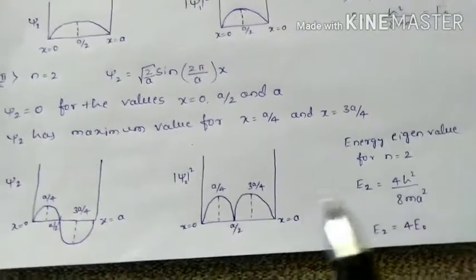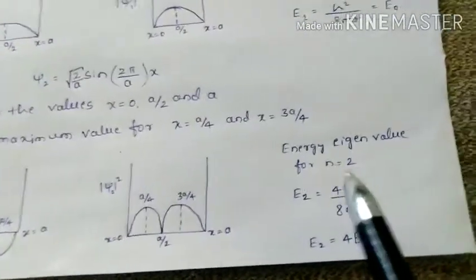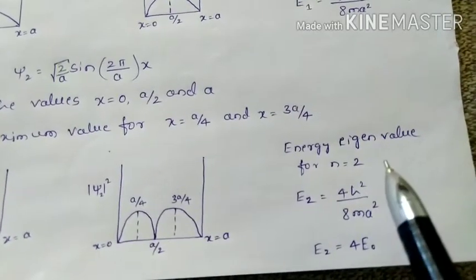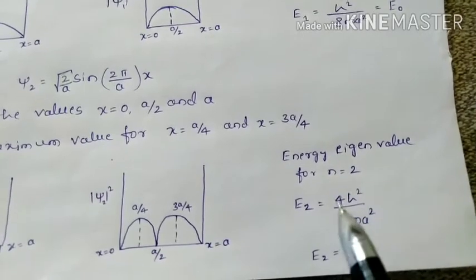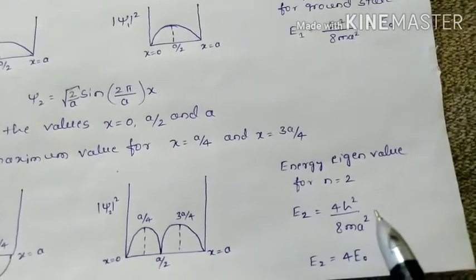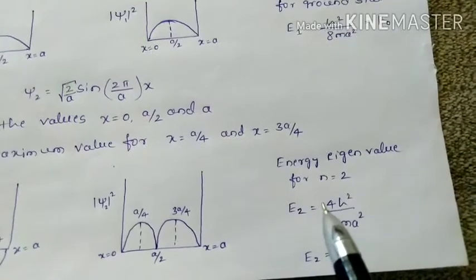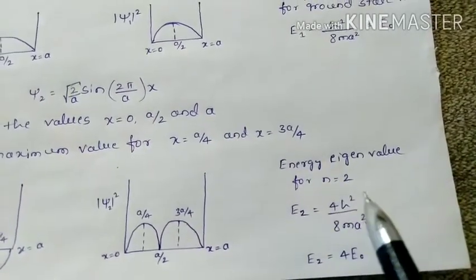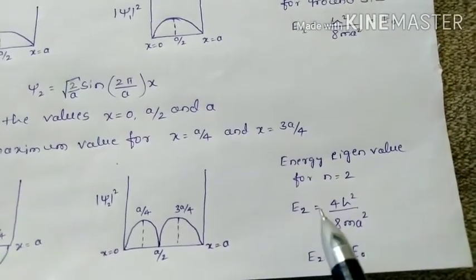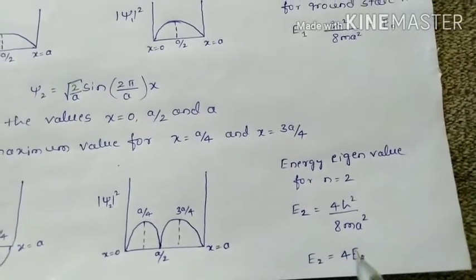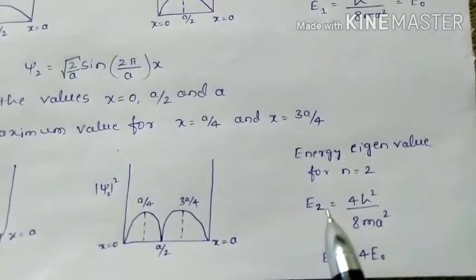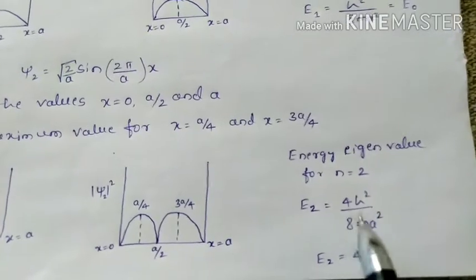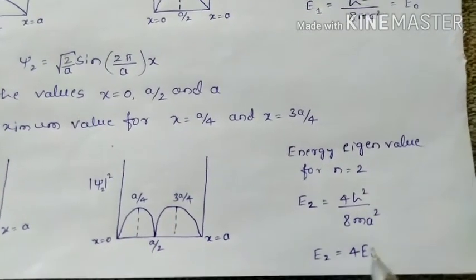Now similarly, if you write the energy eigenvalue for n is equal to 2, we will have E2 is equal to 4h square divided by 8 m a square. It will be n square h square, so in place of n, if I substitute 2, it will be 4h square divided by 8 m a square. This I can also write as E2 is equal to 4 into E1, because our E1 equation is h square divided by 8 m a square. So if I replace this, it will be 4 into E0.